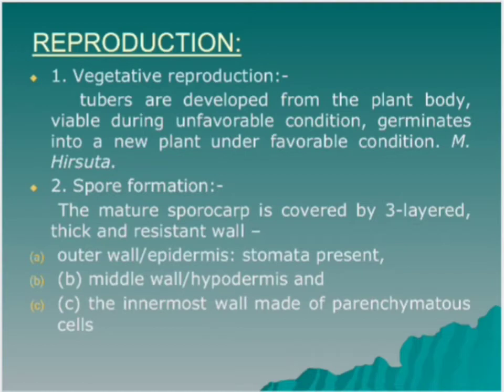Beneath the wall, the sori are arranged in alternating rows in the cavity of the sporocarp. Each sorus is bounded by an indusium of 2-celled thickness. Each sorus bears both micro and megasporangia.